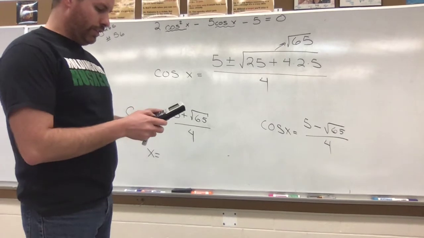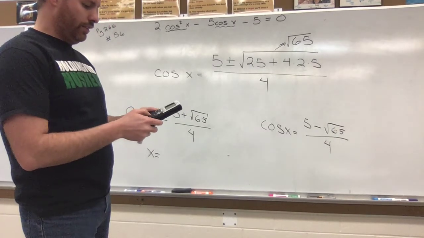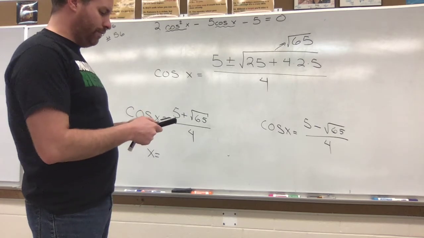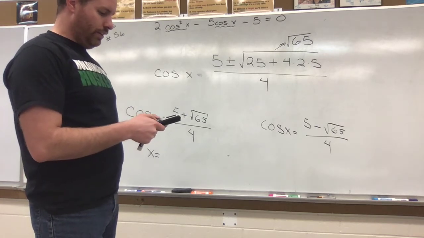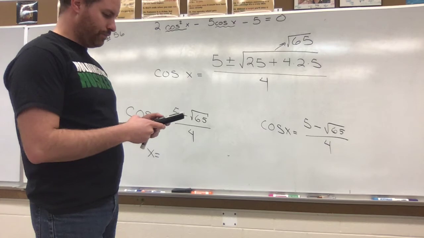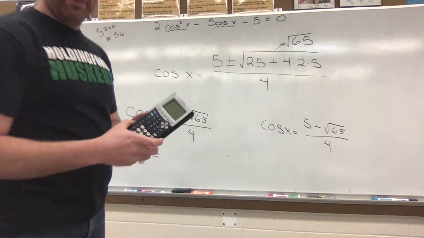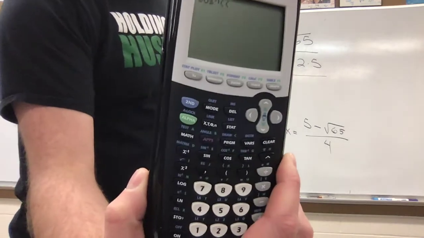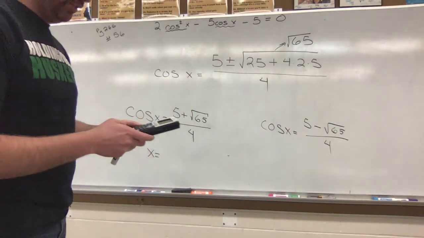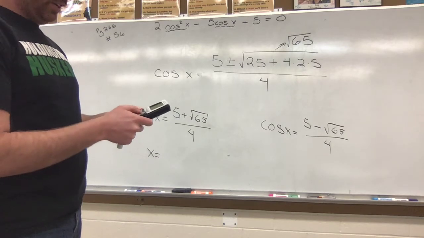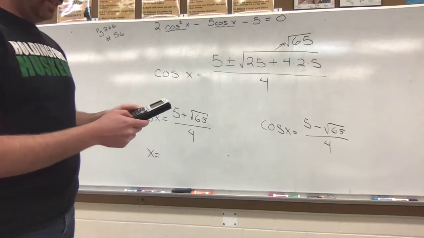Here I got to turn it on first. So we type in the cosine inverse of 5 plus all that stuff in there. Let's go here, the cosine inverse, and I got to start with the parenthesis. I got to put kind of a double parenthesis to make sure that we get 5 plus the square root of 65, and then close parenthesis divided by 4.